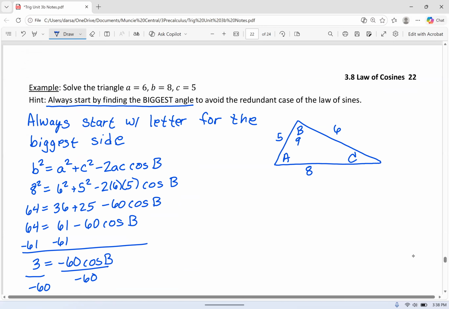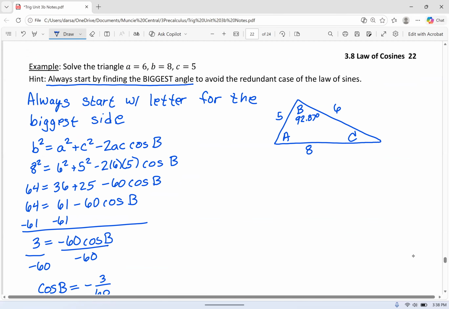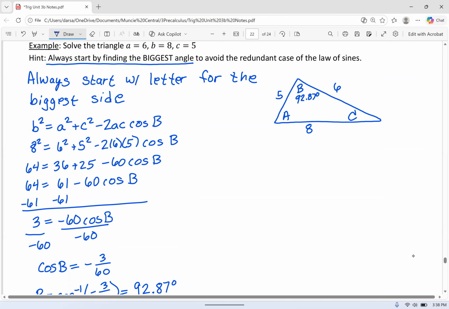Well, this is 92.87 degrees, and now what do I have? I have a pair. And as soon as I have a pair, what can I do? The law of sines. We're going to go a little bit faster at this point. So sine of 92.87 degrees over its opposite side, 8. Let's go ahead and find the next biggest or the smallest side here. So we're going to find angle C. So we're going to do sine of C over 5.